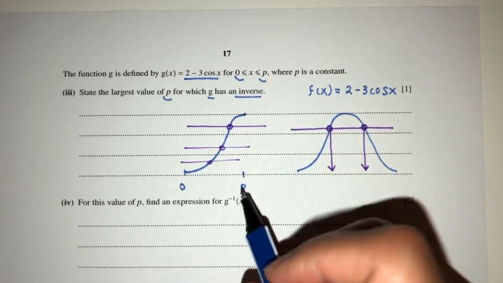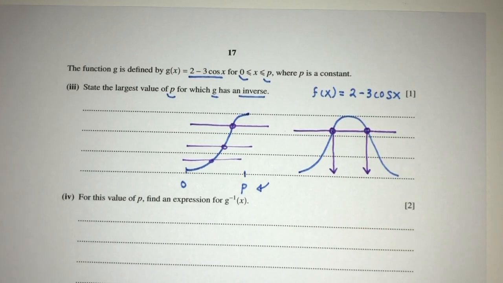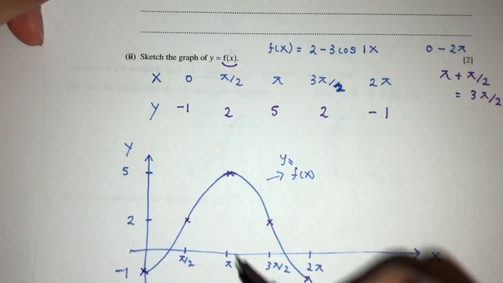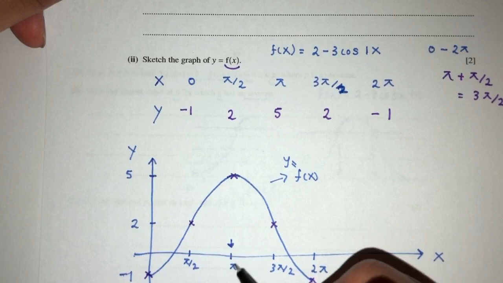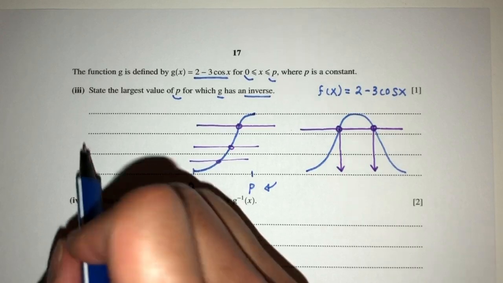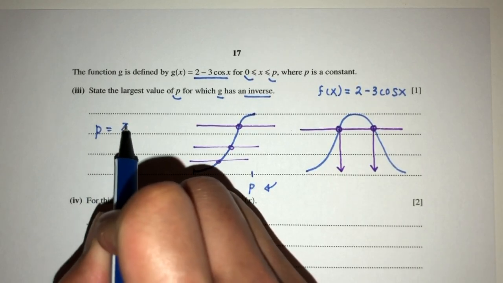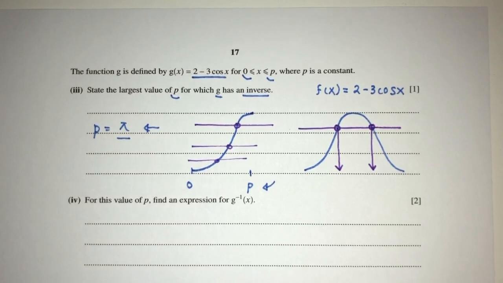Now, what is this value of p? Pretty easy. If you observe the graph that you just drew, the maximum value was 5, at the value of x equal to this. So this is the value of p. P has to be the constant pi. Okay, that is part 3 of the question.